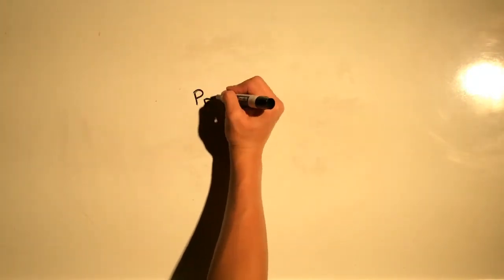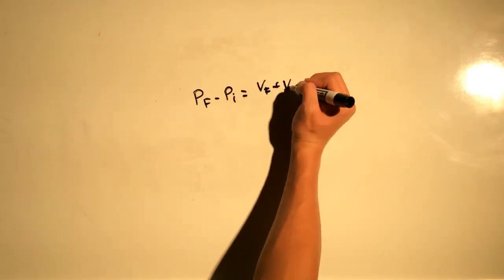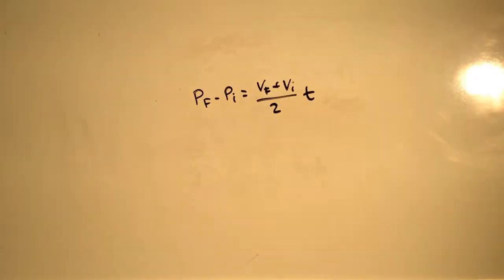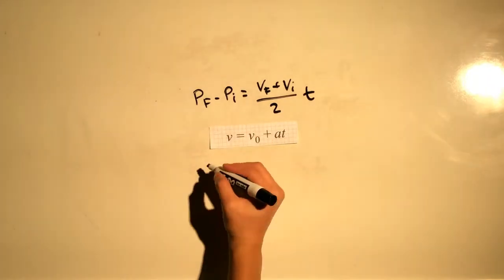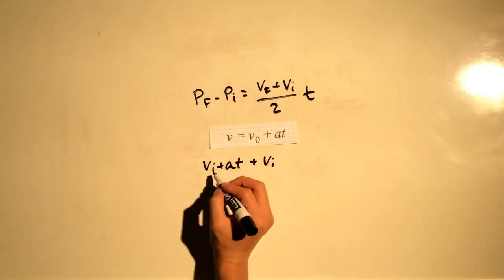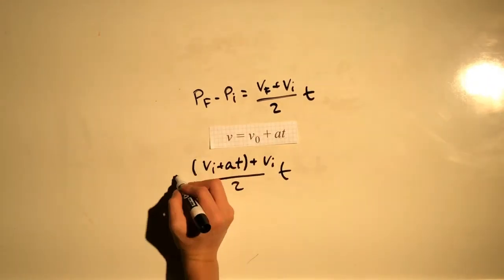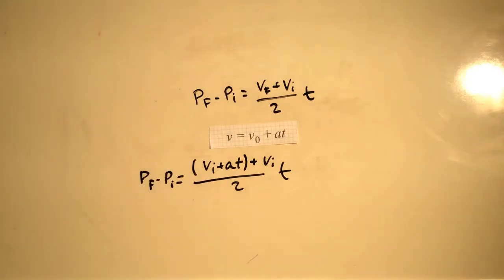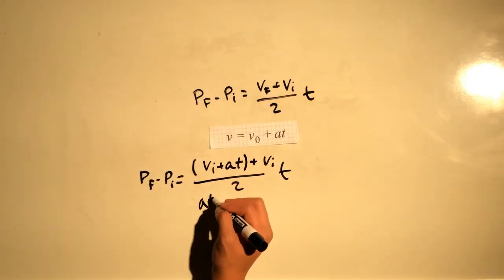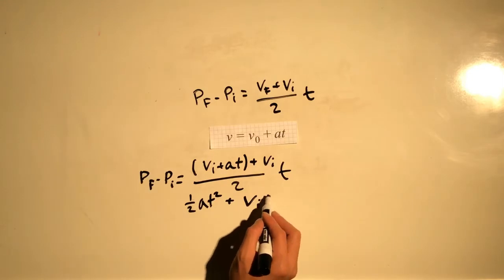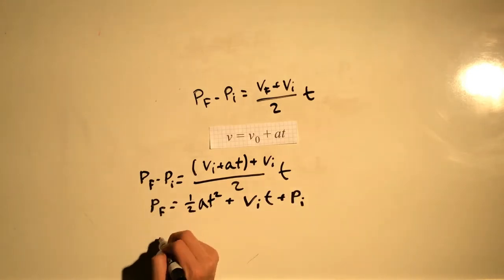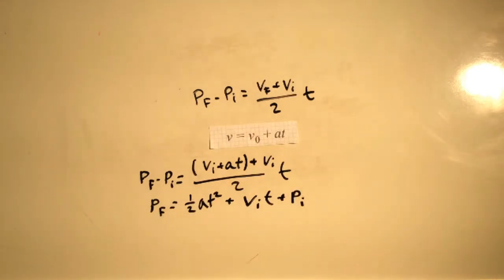We get this equation, p final minus p initial is equal to v final plus v initial over 2 times t. Then we can use the equation that we derived earlier and plug it in to v final. With a little bit of manipulation, we can get the final equation, or the second kinematic equation.